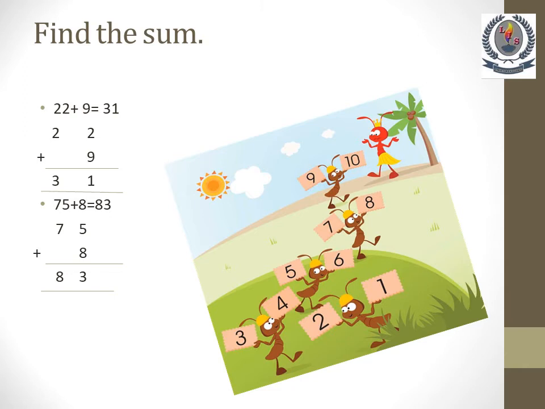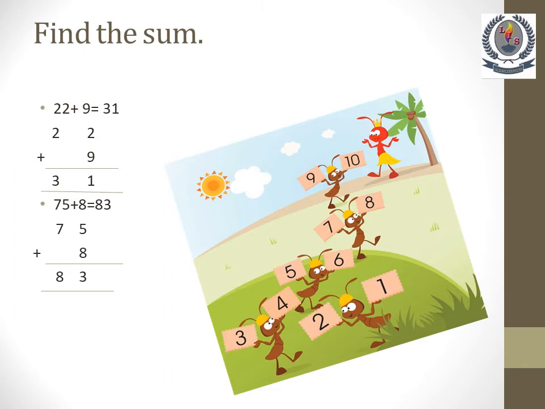Find the sum. 22 plus 9. Here you can see in the ones place, 2 ones plus 9 ones equals 11 ones. But in the ones place you can't write two digits. Then you have to break 11 into 10 ones and 1.